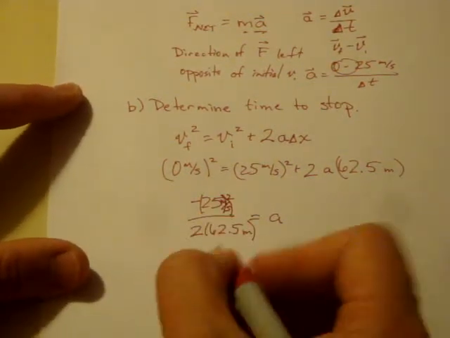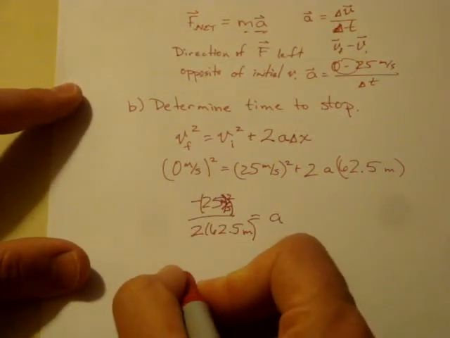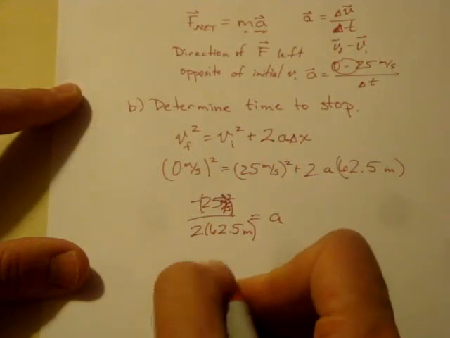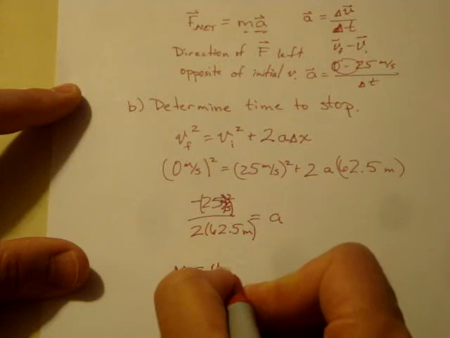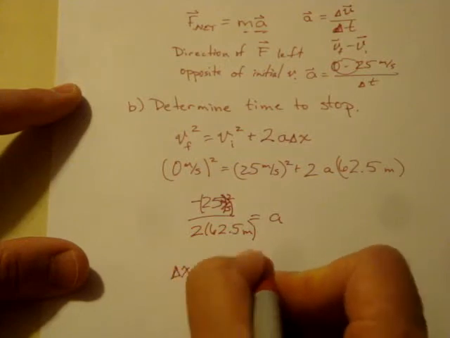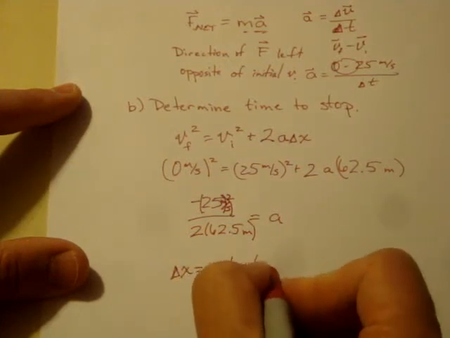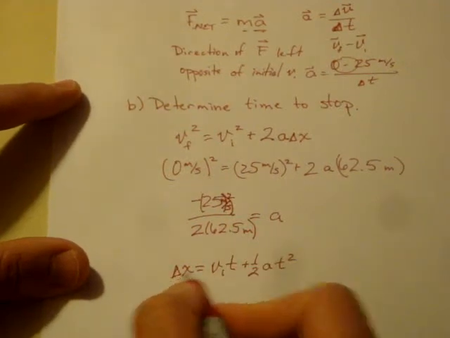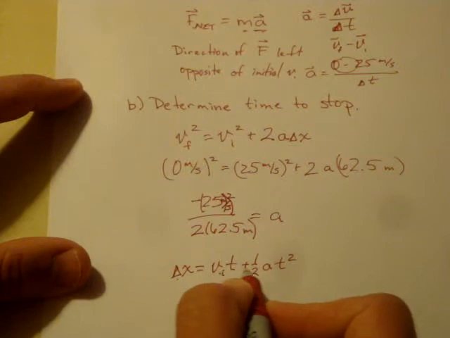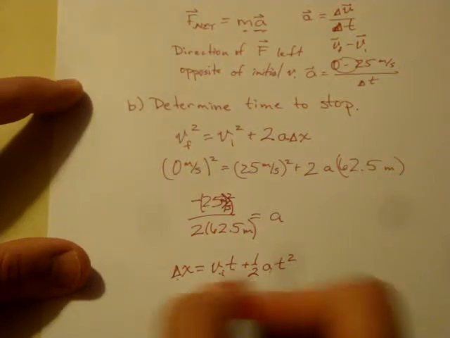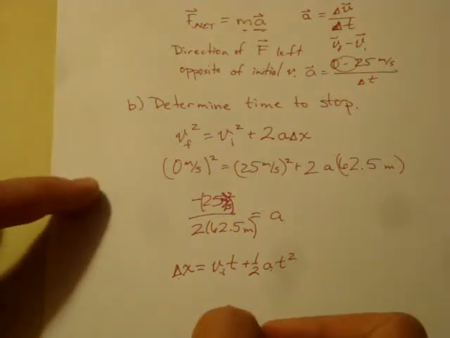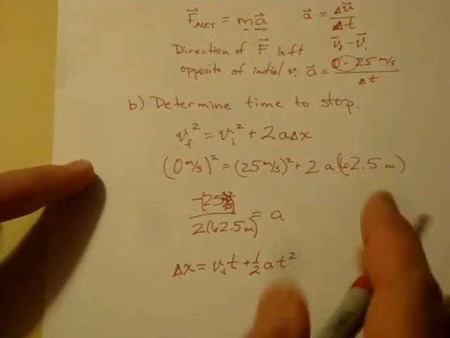We could plug this in at some point, and then we can use our relationship about the displacement: x equals the initial velocity times time plus 1/2 times this acceleration up here times time squared. We know what the displacement is, we know what the initial velocity is, and we know what the acceleration is, and we can then solve this quadratic for time. Alright? We can plug that value in there.